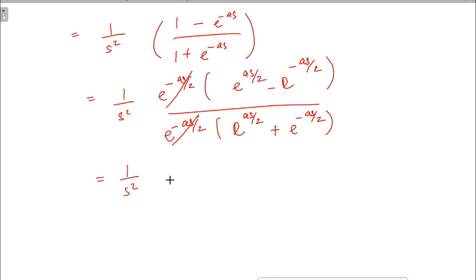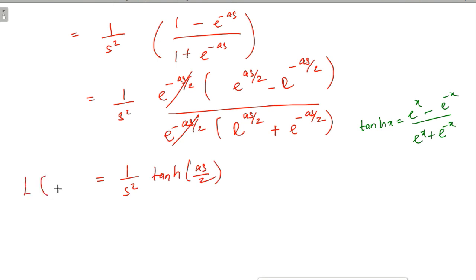1 by s square. Now in the remaining step I am going to apply this formula: tanh x equal to e power x minus e power minus x divided by e power x plus e power minus x. By using this formula you may get tanh as divided by 2. So this is the Laplace transform of the given function.